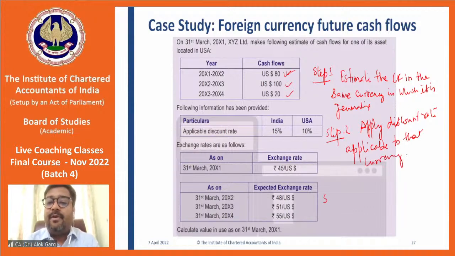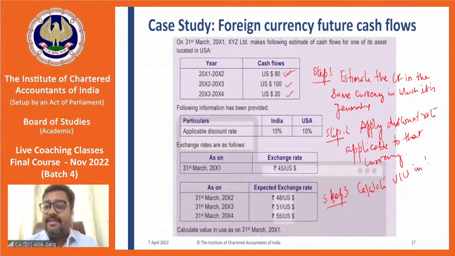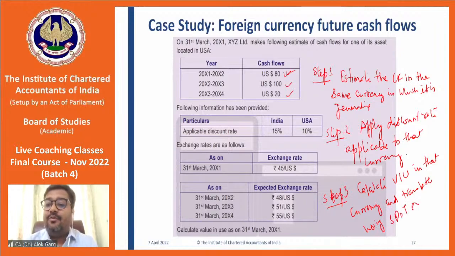Right. Step number three: calculate value in use in that currency. So your value in use will be calculated in US dollars only, and translate using the spot exchange rate. Right?